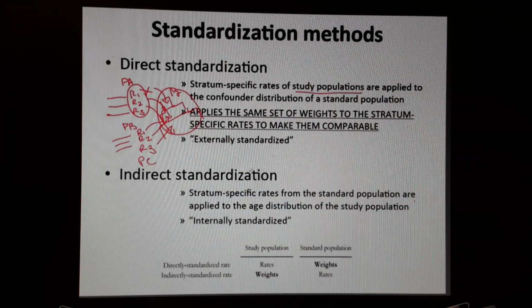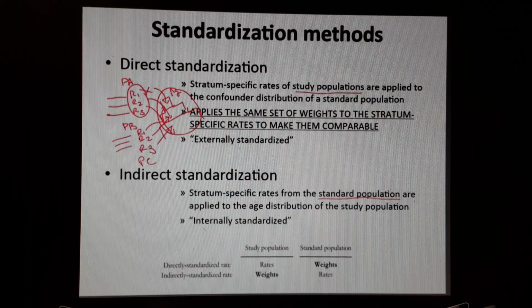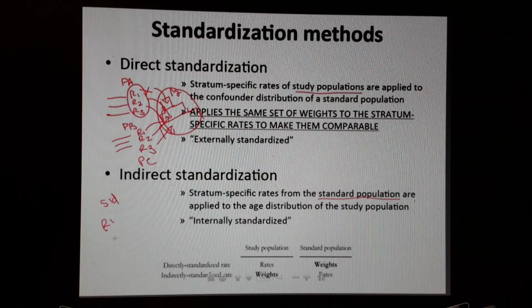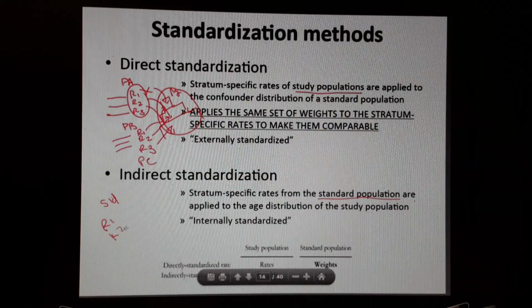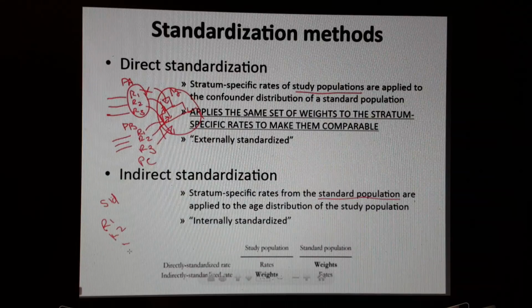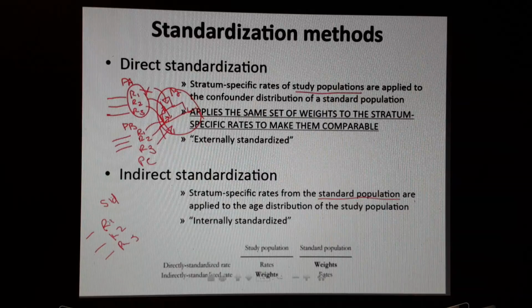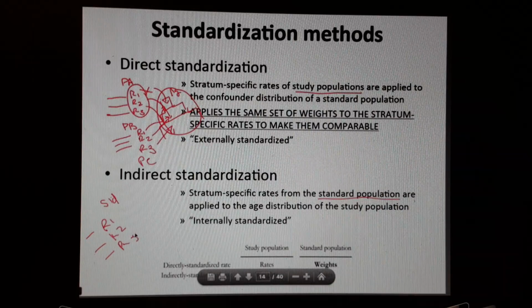In indirect standardization, your stratum-specific rates from the standard population, so this is the mirror image of direct standardization, are applied to the age distribution of the study population. So this is called internally standardized. So differently here, you have your rates in your standard, okay, so these are your 3 strata in your standard population, rate 1, rate 2, rate 3.